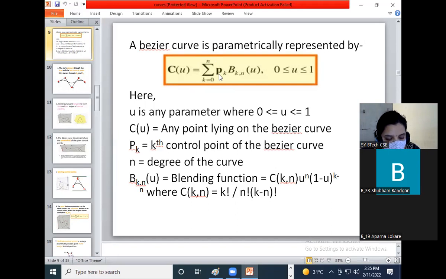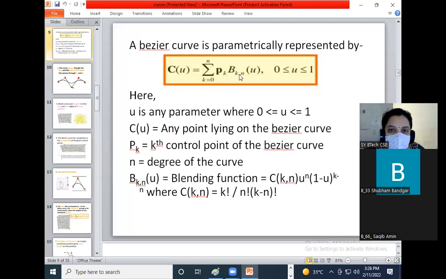Then what is this PK? PK is nothing but the weight associated with it, and BK is the blending function. As the K value is changing from 0 to N, we can say PK is the control point at the K location. So it can be 0, 1, 2, 3. If we have a cubic Bezier curve, the control points range from 0 to 3, so the K value also changes from 0 to 3. So it is the control point of the Bezier curve and the weight associated with that control point.